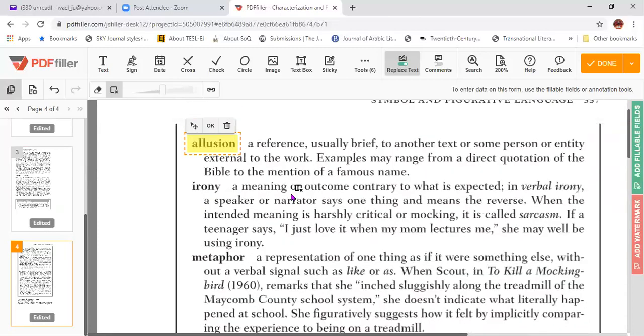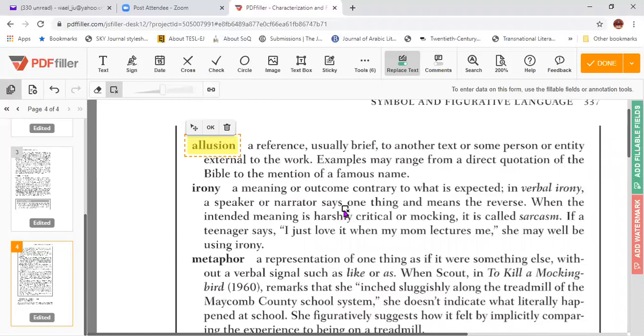Now, irony, a meaning or outcome contrary to what is expected. So irony means that when you say something, you mean something else. For example, when a little child breaks something, okay, and you say, oh, that's good, thank you. Now that's good is ironic. Why? Because you say something, but you mean something else, okay?